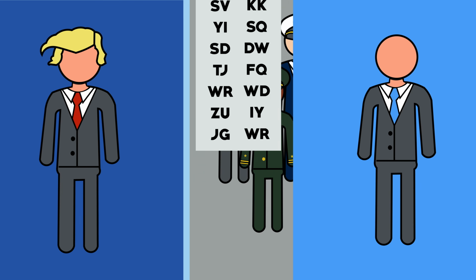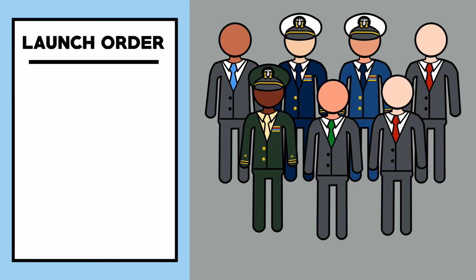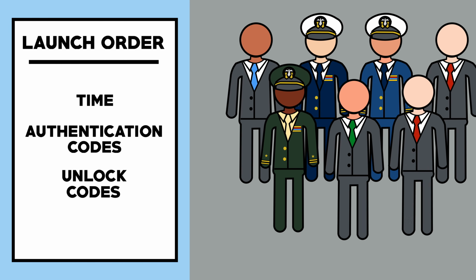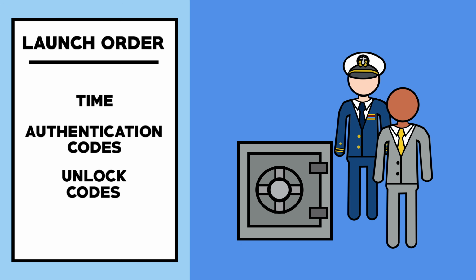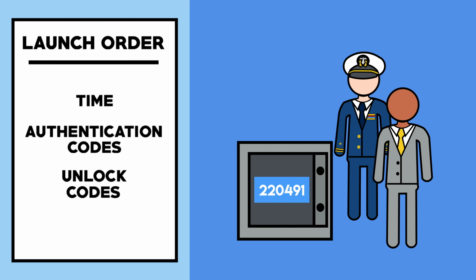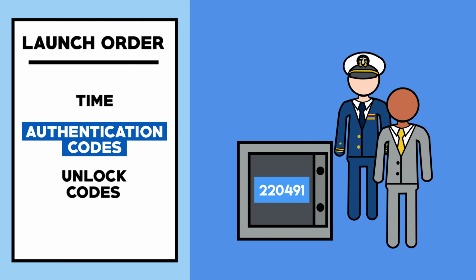Step 5. The War Room then prepares a launch order. This contains the time of launch, authentication codes, and the codes to unlock the missiles. Step 6. The launch order is then sent to the launch crews. They unlock safes which contain sealed authentication system codes. They then compare these codes with the ones in the launch order.